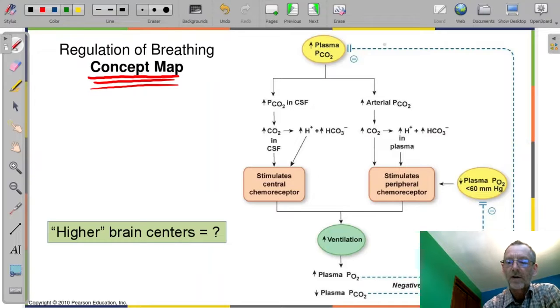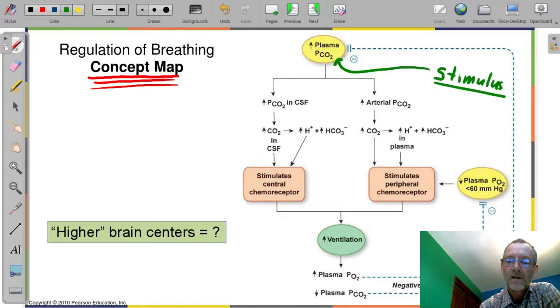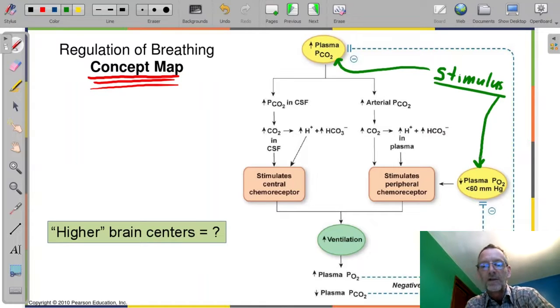So again, the little yellow oblongs are representing a stimulus in this flow chart. Remember, this is just concepts. So it's sort of like an engineer's flow chart. We'll just make all little yellow oblongs a stimulus. So it's summarizing what we had talked about with the central and the peripheral chemoreceptors.